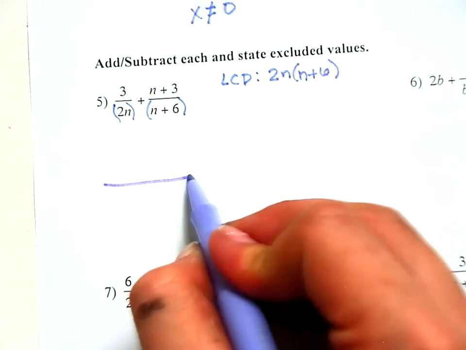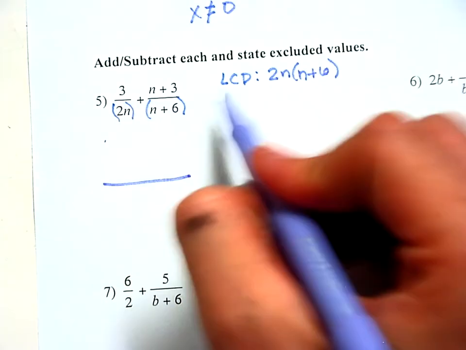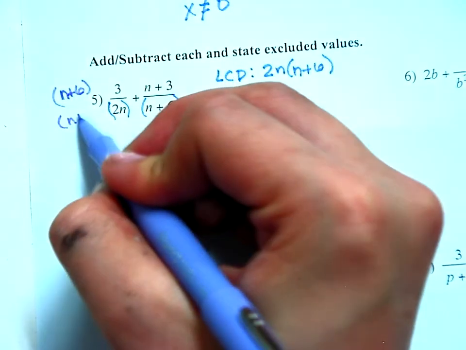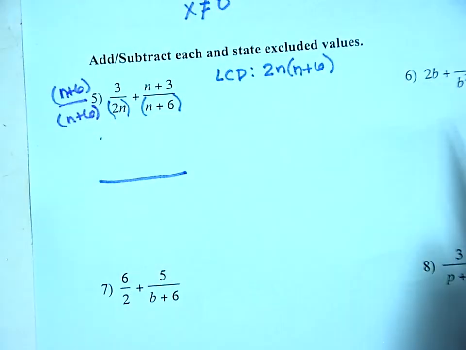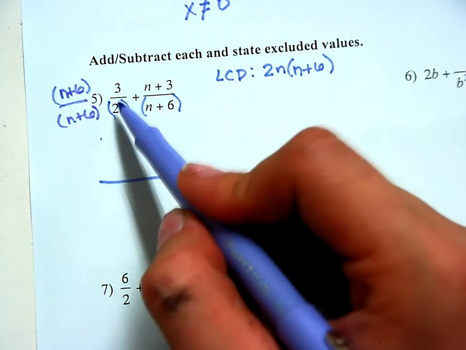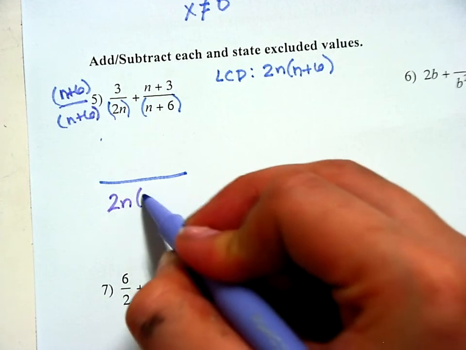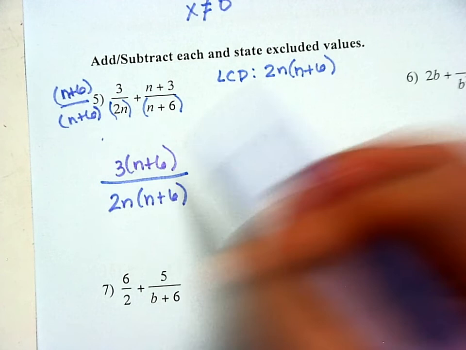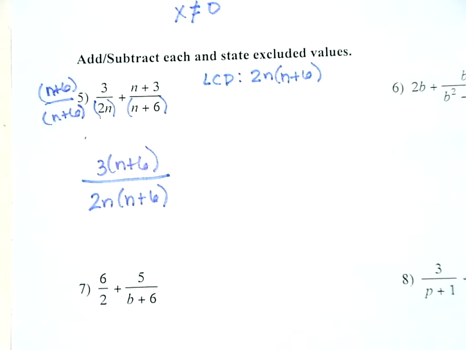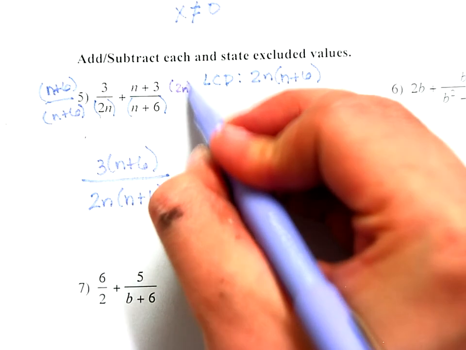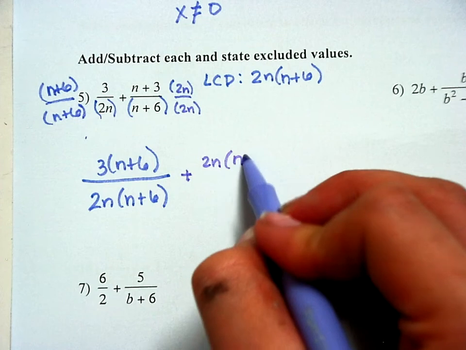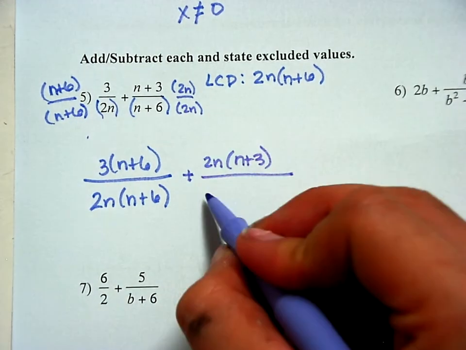So my first fraction, I'm going to have to multiply top and bottom by n plus 6 because I don't have that yet in my denominator. Okay, so it's really like multiplying by 1. Now I have my new denominator, 2n times n plus 6, and then in the numerator, 3 times n plus 6. We can just leave it like that for now. All right, and then we have our second fraction. I need to multiply the top and bottom by 2n. So now what I have is 2n times n plus 3, and then again, write your common denominator.